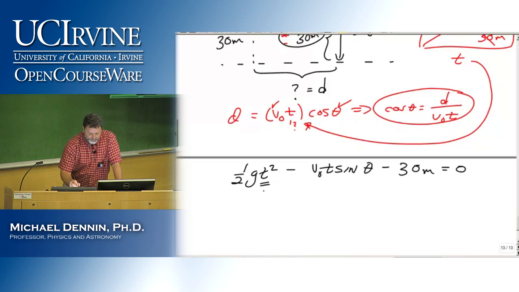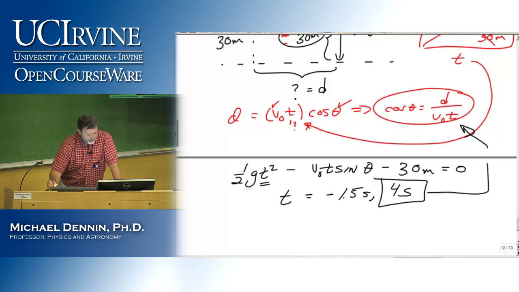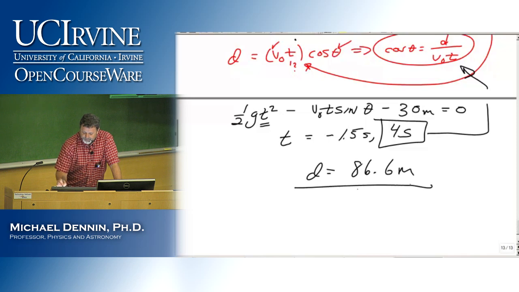Notice I have a quadratic formula. I get t equals minus 1.5 seconds and 4 seconds. So which one do I use? 4 seconds, because I want when it lands in the future. I plug that in here, and I get out a distance of 86.6 meters.